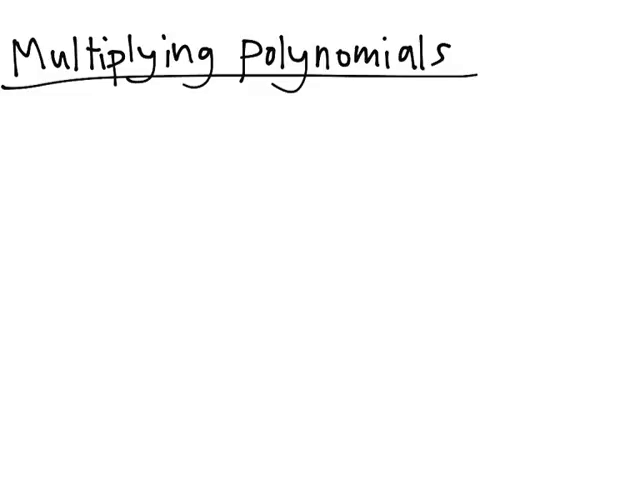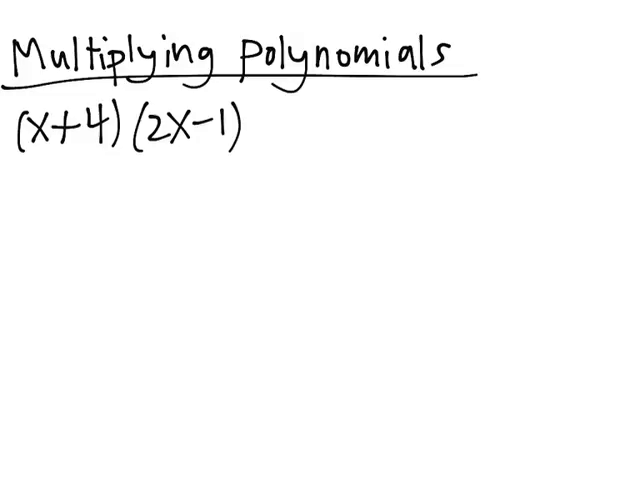Now that we can multiply a polynomial by a monomial, let's see how we can multiply any two polynomials. It really just works the same way, except we have to apply the distributive property multiple times instead of just once. Let's start with a simpler case of multiplying two binomials together. Say we have x plus 4 times 2x minus 1.